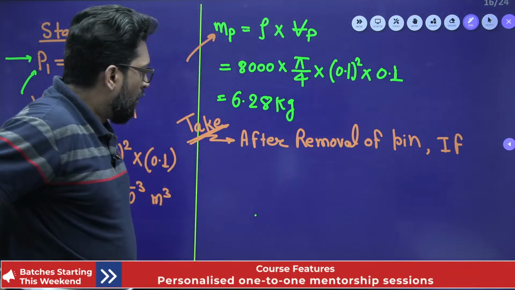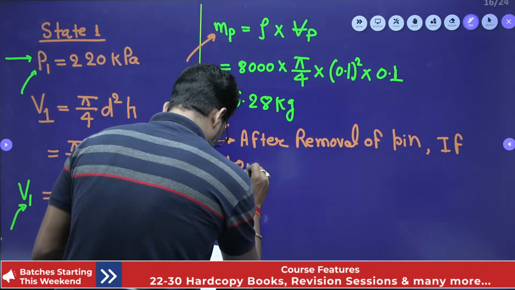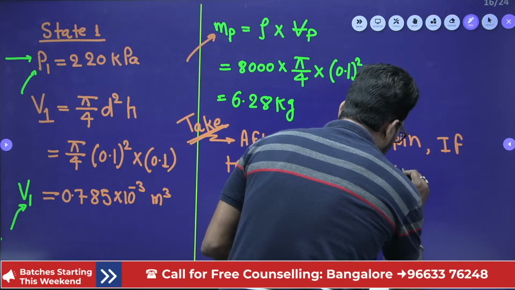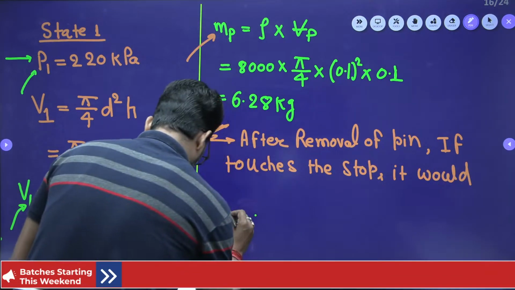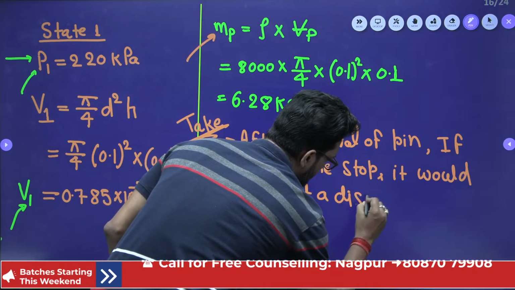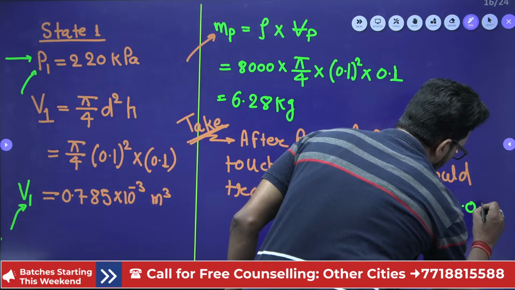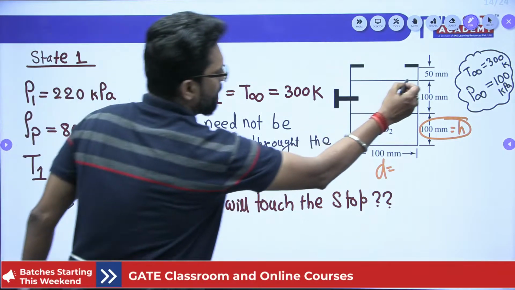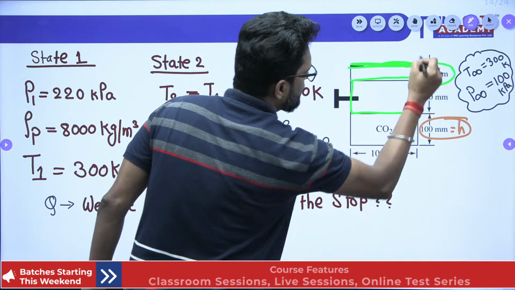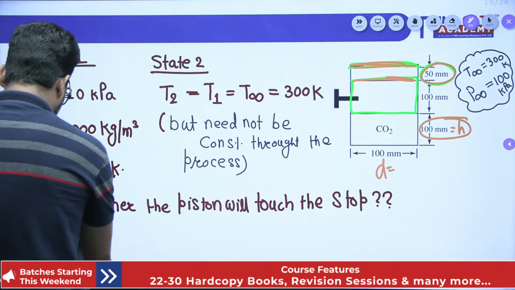I will discuss again. So after removal of the pin, if the piston touches the stop, it would travel a distance. How much will it travel? A distance of 0.05 meter. This is our piston, so if it touches the stop, it will travel this distance. It is visible. It will travel this distance. Okay, the distance is clear. Now, next.